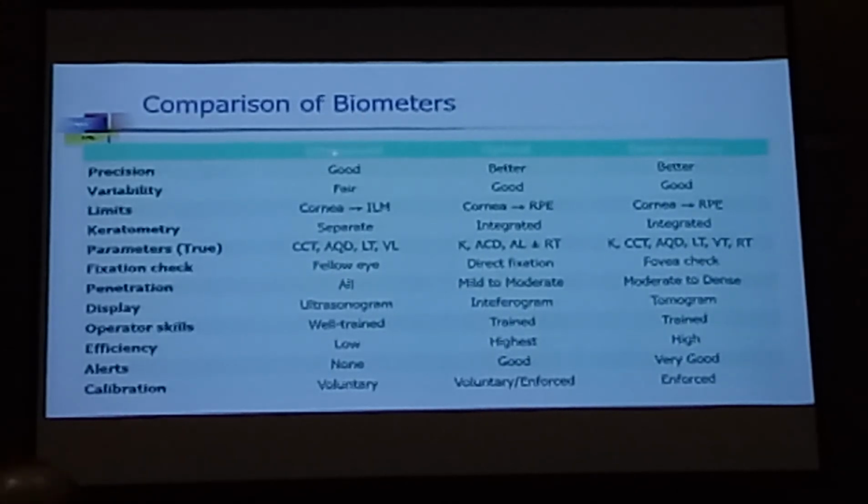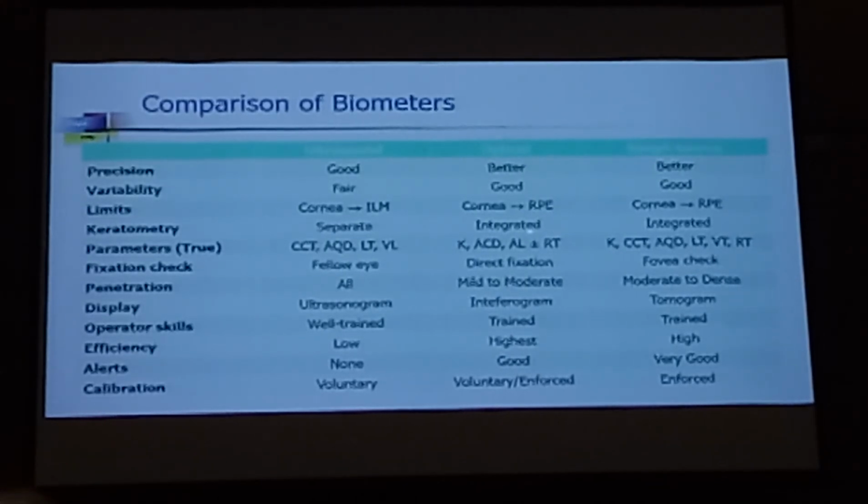The limits for ultrasound are from the cornea to the internal limiting membrane. For optical, it is from the cornea to the retinal pigment epithelium. Keratometry for ultrasound is separate. For optical, it is integrated. Ultrasound gives you corneal thickness, aqueous depth, lens thickness, and vitreous length. Optical interferometry gives just K, ACD, axial length, and retinal thickness, which is usually not given. Some, like LENSTAR, will give you that, but IOLMaster will not, while swept source will give you almost everything from the eye.